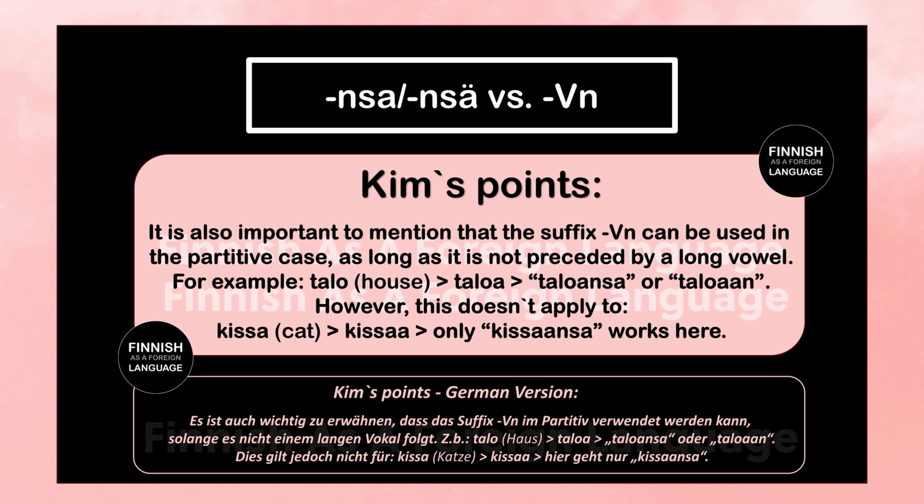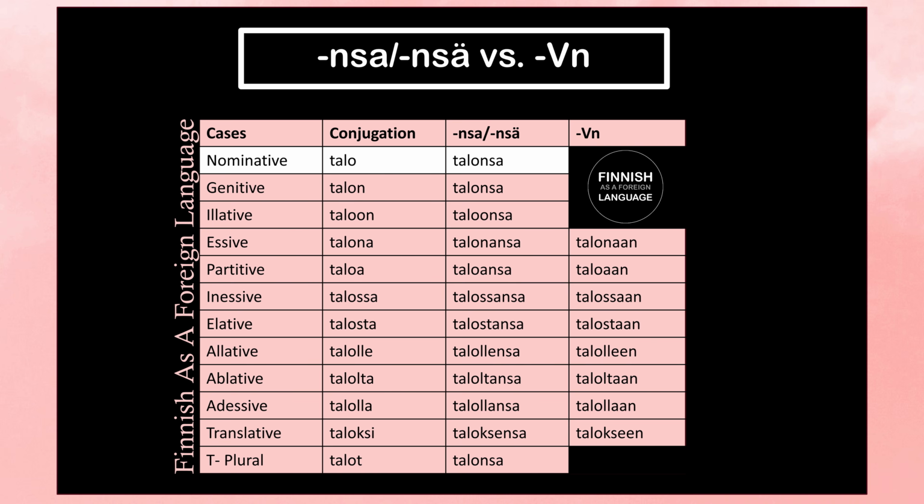For better understanding, let's take a look at one example. Here we have the word talo, which means house. Let's see when we can add both possessive suffixes, like the ensa, ensä, or the vowel n alternative, and when we can only use the ensa or ensä form. So talo is already standing in the nominative case. Here we can only say talonsa. Genitive case is talon. Also here we can only say talonsa. The illative case is taloon. Also here we can only say talonsa.